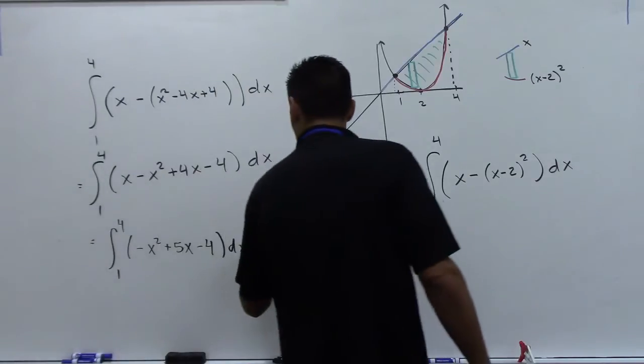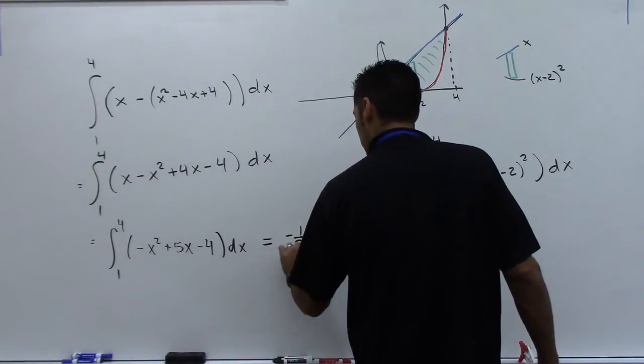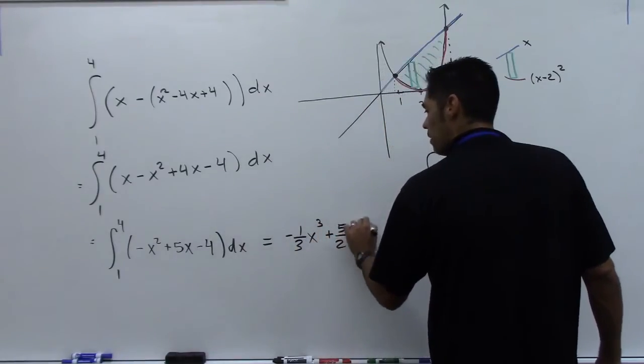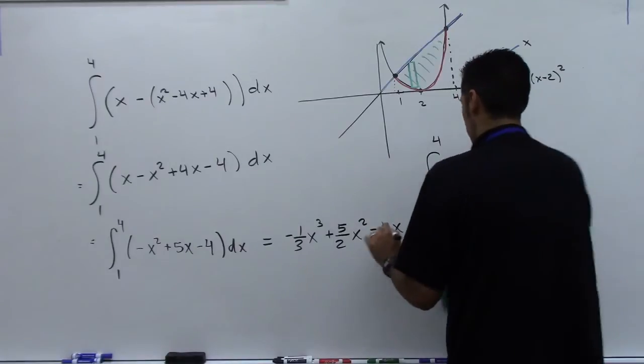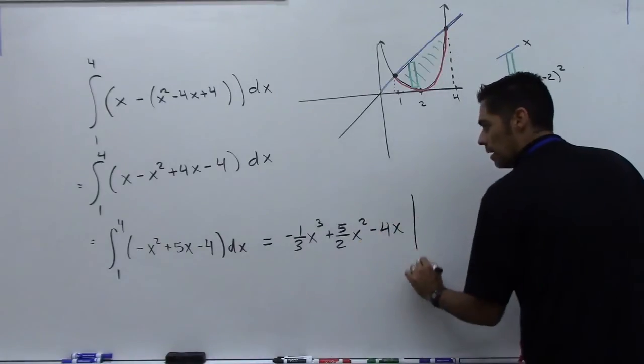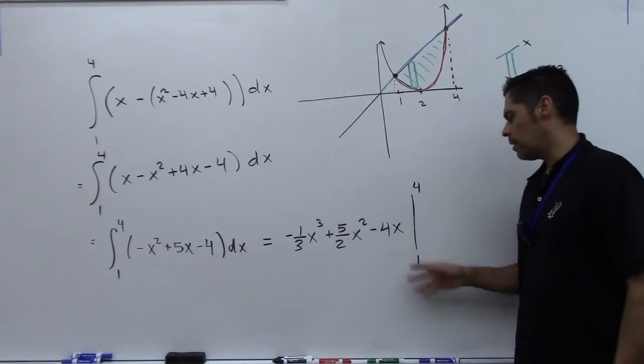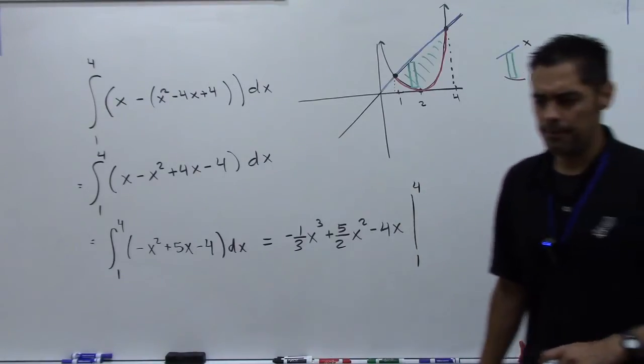And then from there I integrate. I get negative 1/3 x cubed plus 5/2 x squared minus 4x, evaluating 1, 4. So plug in 4, figure it out. Plug in 1, figure it out. Subtract, you're done.